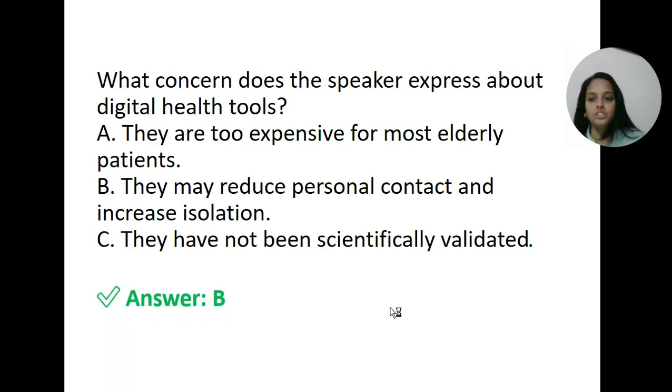The correct option is option B. He clearly warns about apps or robots replacing human contact. Option A was never discussed, and option C is also wrong. He did not question validation, but social effects.